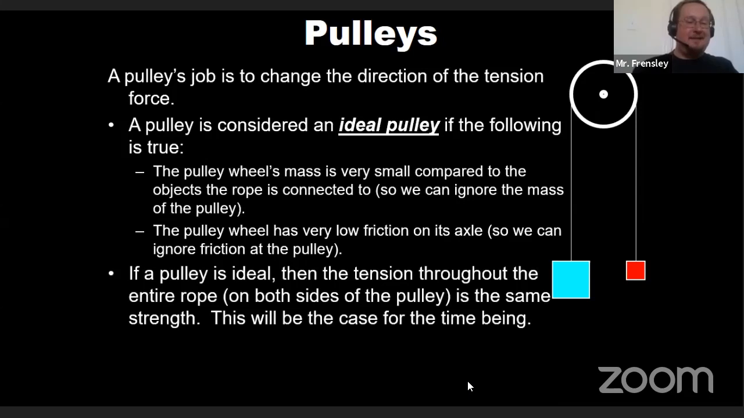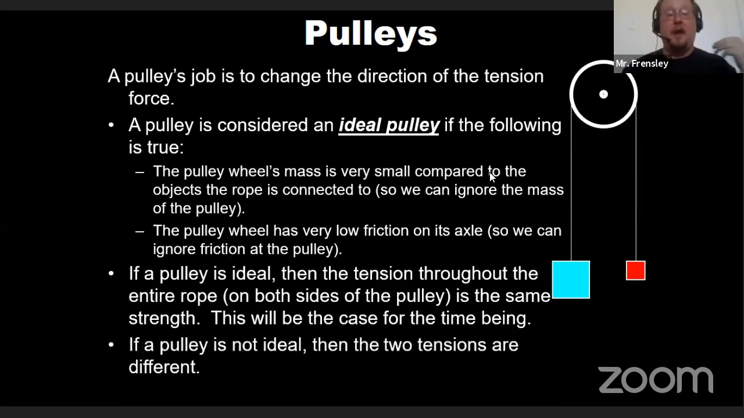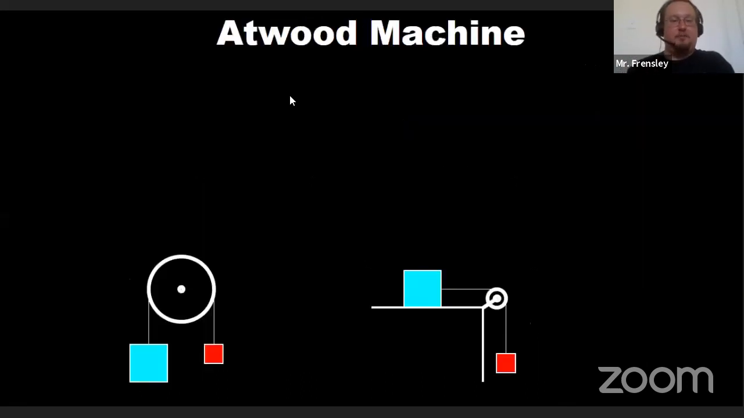What makes a pulley ideal is that if the pulley is ideal, no mass, no friction, then the tension is the same on both sides of the rope. It's the same rope, and the tension is the same number of newtons on both ends if the pulley is ideal. If the pulley has either mass or friction, then the two tensions on the two ends are different, and we have to bring in some rotation concepts. I'm going to do a little bit of preview of that today, so hold tight, okay? Hold on to your butts.